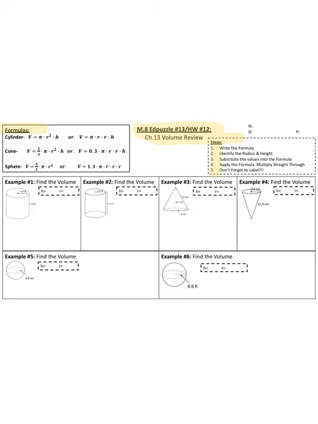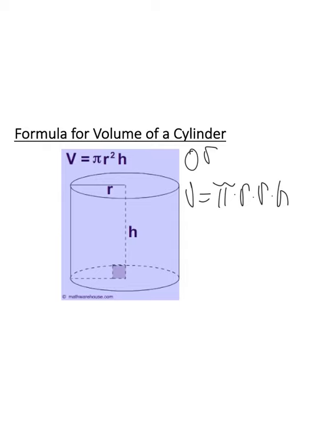So here's this worksheet. Quick reminder, the formula for volume of a cylinder is volume equals pi r squared times height, or I use volume equals pi times r times r times height. I would probably write this formula down because I am going to be using it throughout the video.